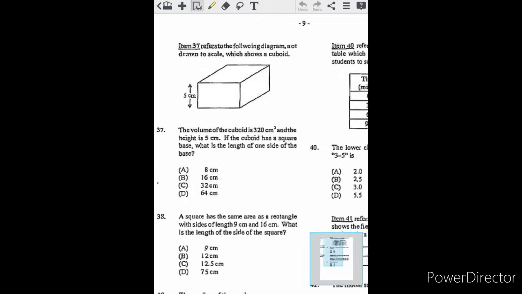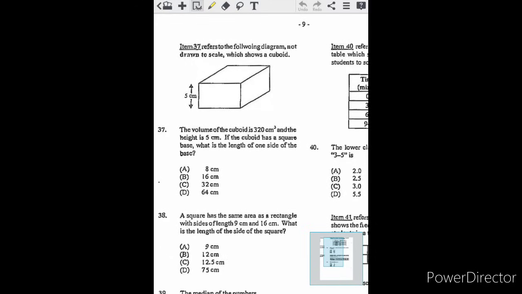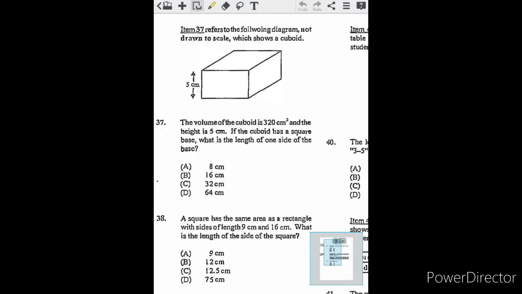Now to question 37. Item 37 refers to the following diagram, not drawn to scale, which shows a cuboid. 37. The volume of the cuboid is 320 centimeters cubed and the height is 5 centimeters. If the cuboid has a square base, what is the length of one side of the base?